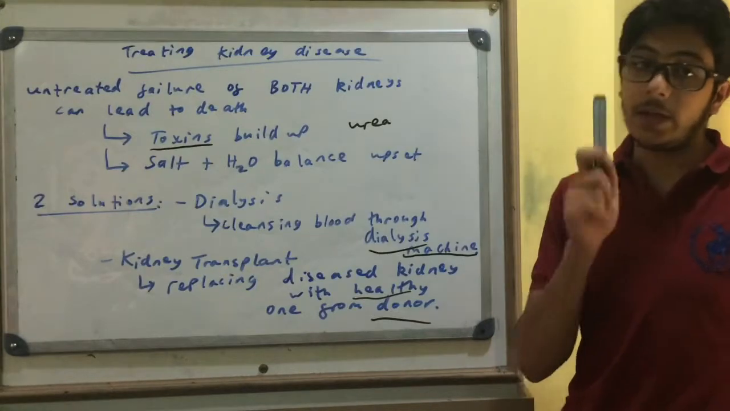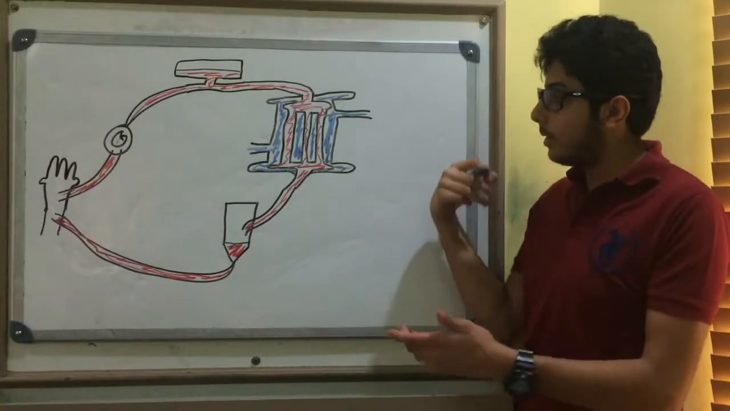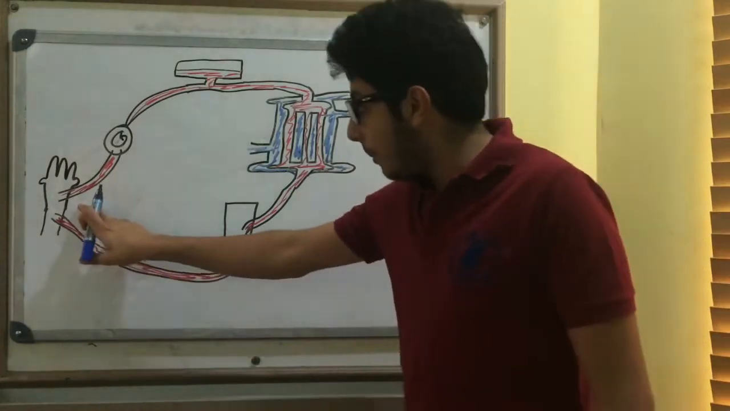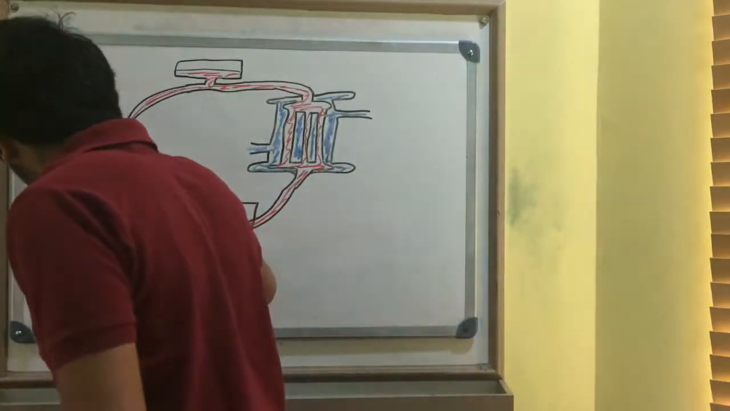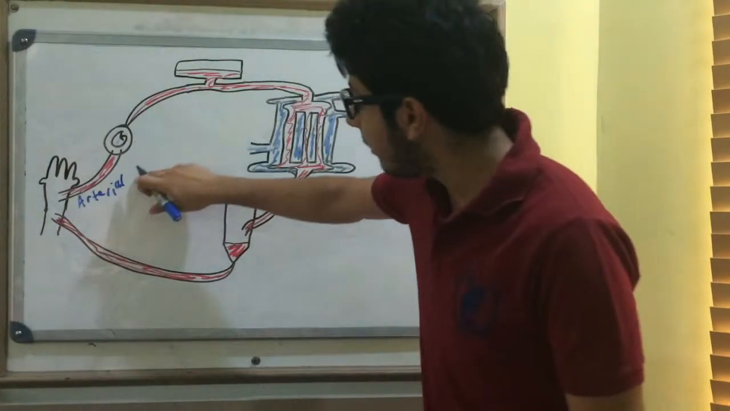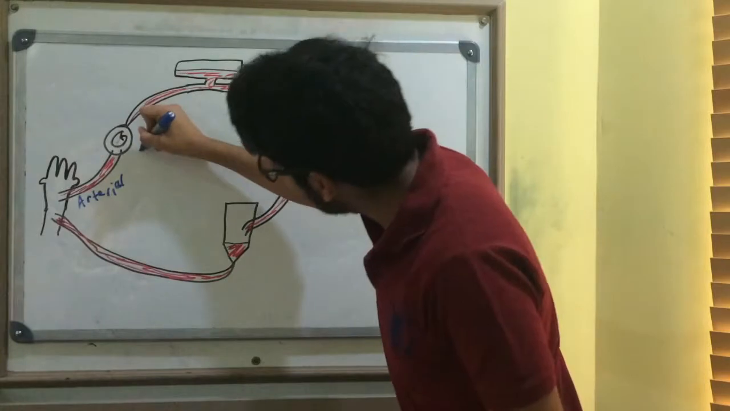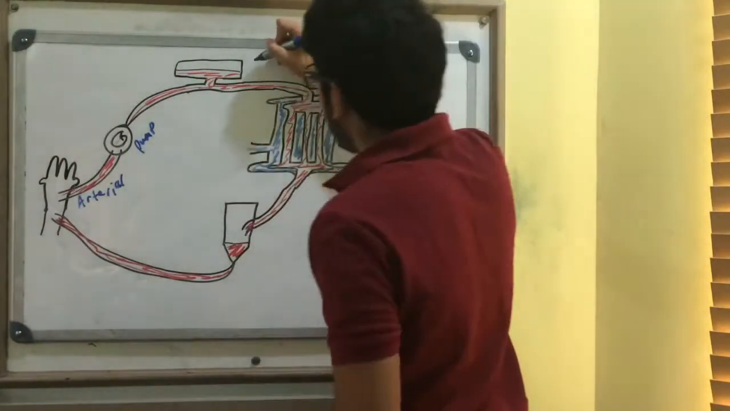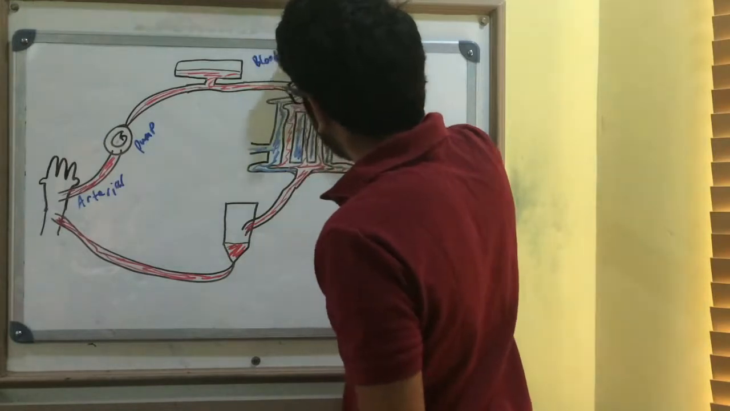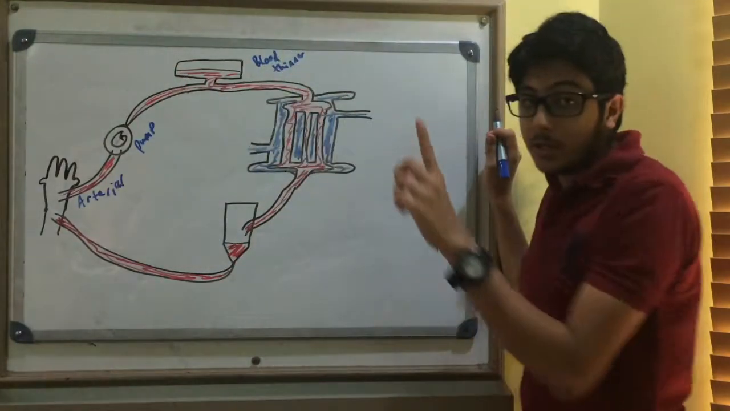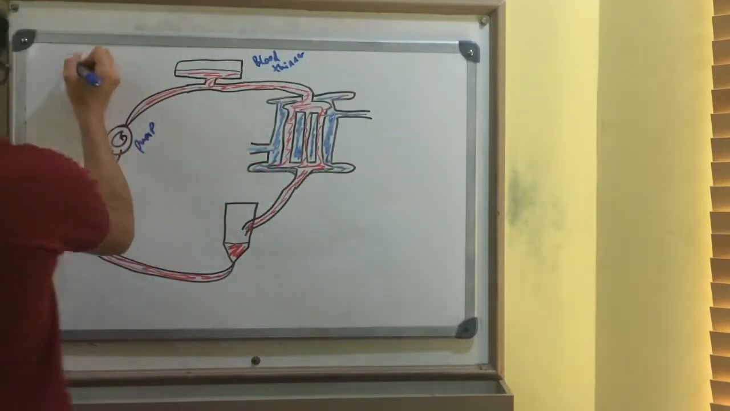So let's look at dialysis. Okay, so here we have a dialysis machine. Let's go through it. So, blood is removed. Here's arterial blood from the arteries, and it is passed along a pump. The pump keeps the blood flowing. Here we have a blood thinner, and this blood thinner stops the blood from clotting. We don't want the blood to clot.